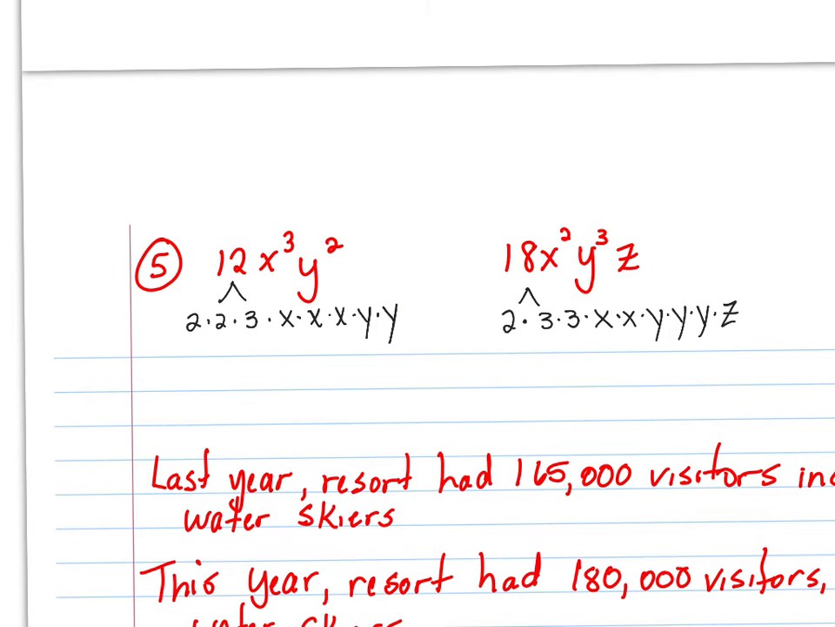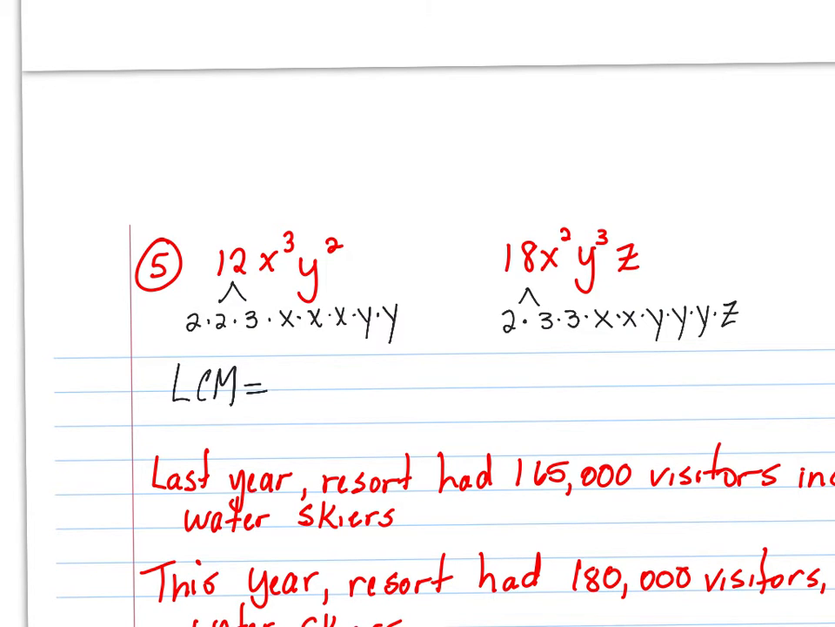All right, how many of you got for 12x cubed y squared? You got 2 times 2 times 3 times x times x times x times y times y. And then the other one, you got 2 times 3 times 3 times x times x times y times y times y times z, correct? So, what do they share?